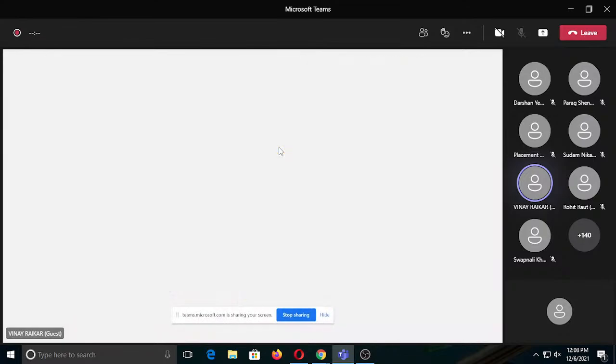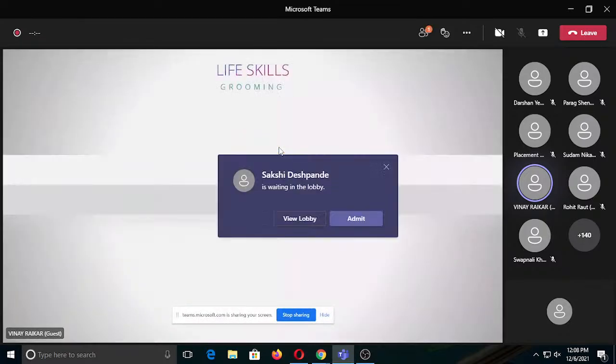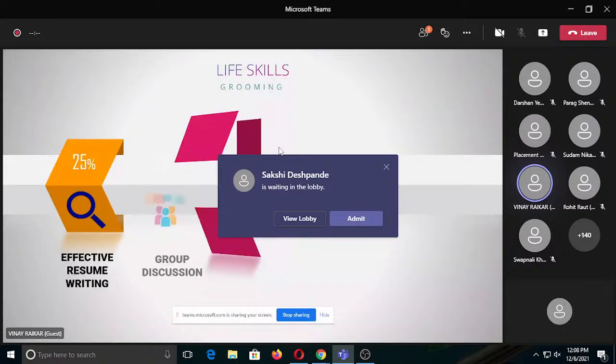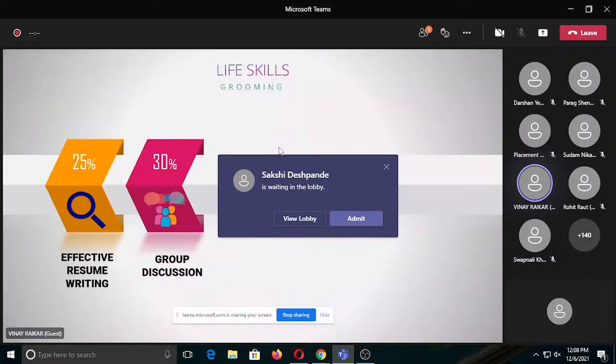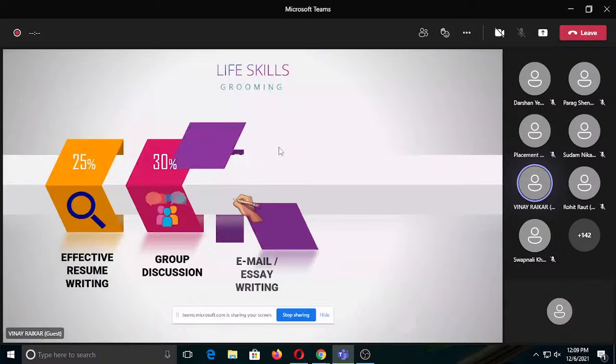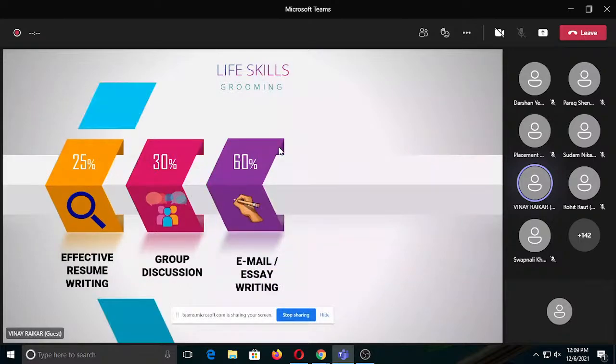ठीक है. Now it is all about the aptitude. Apart from aptitude, we'll be going with the grooming sessions of effective resume. And now I'm going to help you. The above percentage is called a rejection percentage. Like 25% we have purely rejection in the resume writing, you have 30% in group discussion. Email writing, and then you have personal interview, and then you have corporate etiquette.